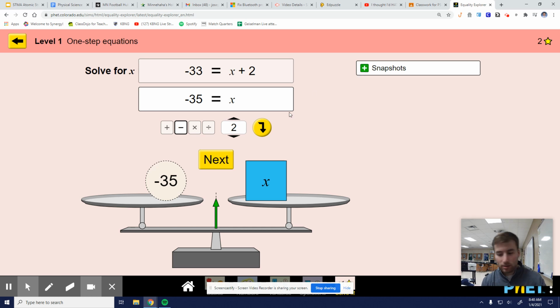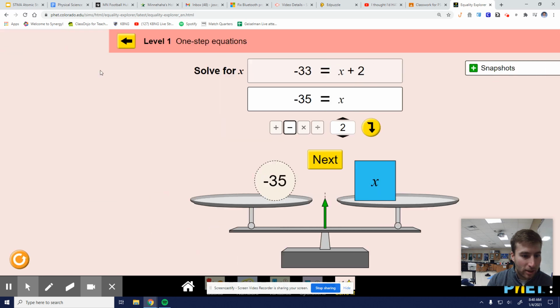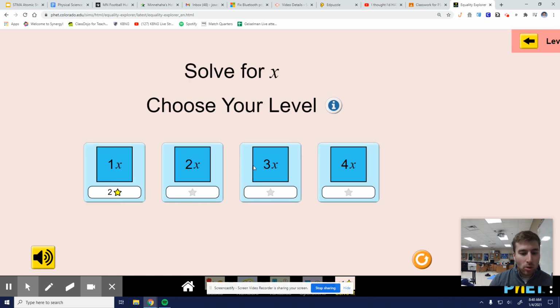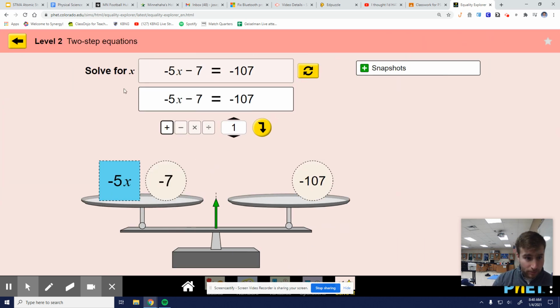If I was doing this, I'd just take a picture with my phone of the screen with all of these put together. So you'll see I have 2 here. You want to have 10 on each one. As you go, they get a little bit harder. So these are two-step equations now.